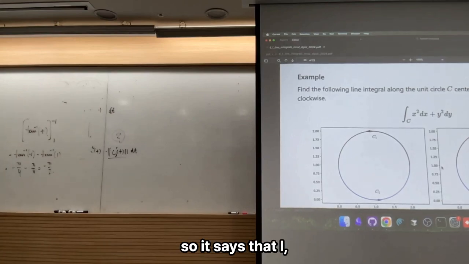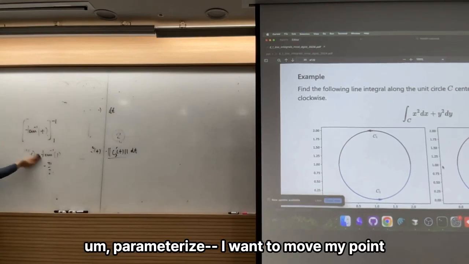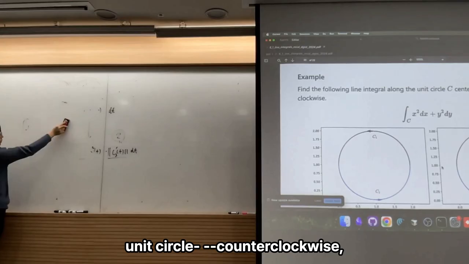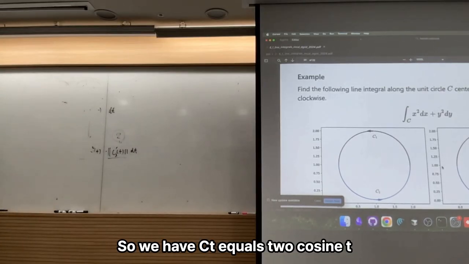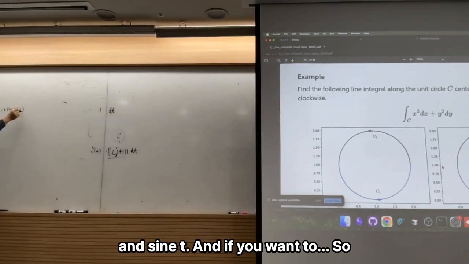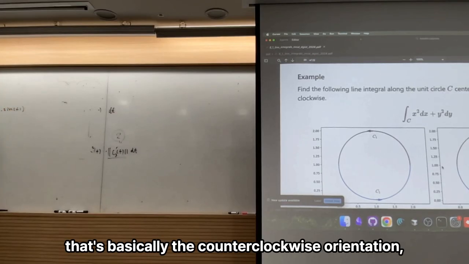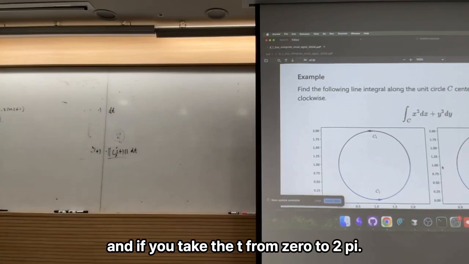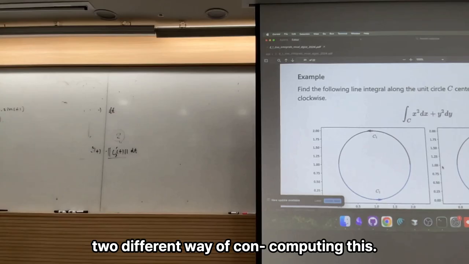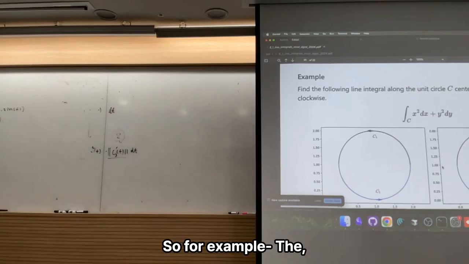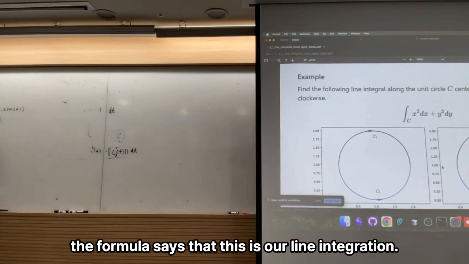It says that I parameterize. I want to move my point along the boundary of a circle, the unit circle, counterclockwise. So I need to parameterize that way. We have c(t) equals cosine t and sine t. That's basically the counterclockwise orientation if you take t from 0 to 2 pi. I'm going to give you two different ways of computing this. The formula says that this is our line integration.